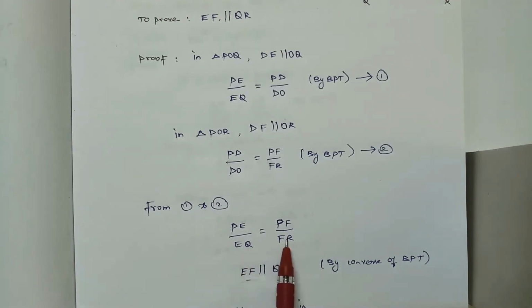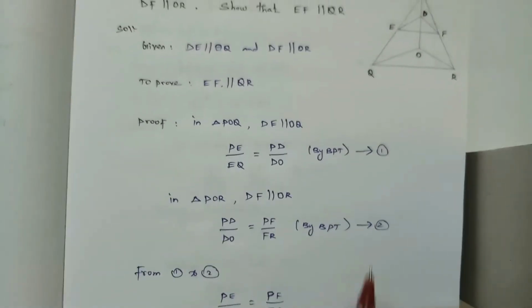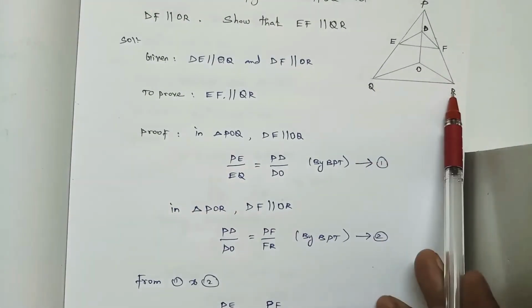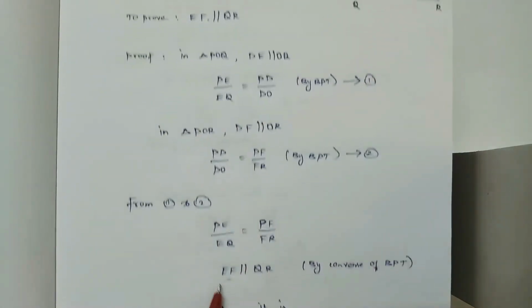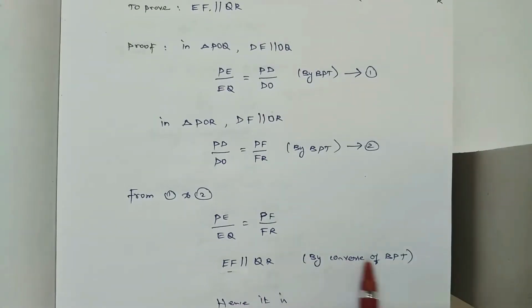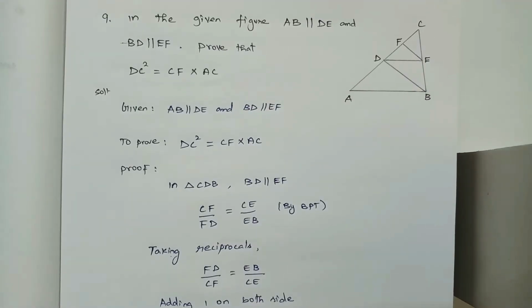When the ratios are equal, when will it be equal? When the two lines are parallel. Which two lines? EF is parallel to QR. That alone we want to prove. So therefore, EF is parallel to QR by converse of BPT. Hence proved. Next is sum number 9.